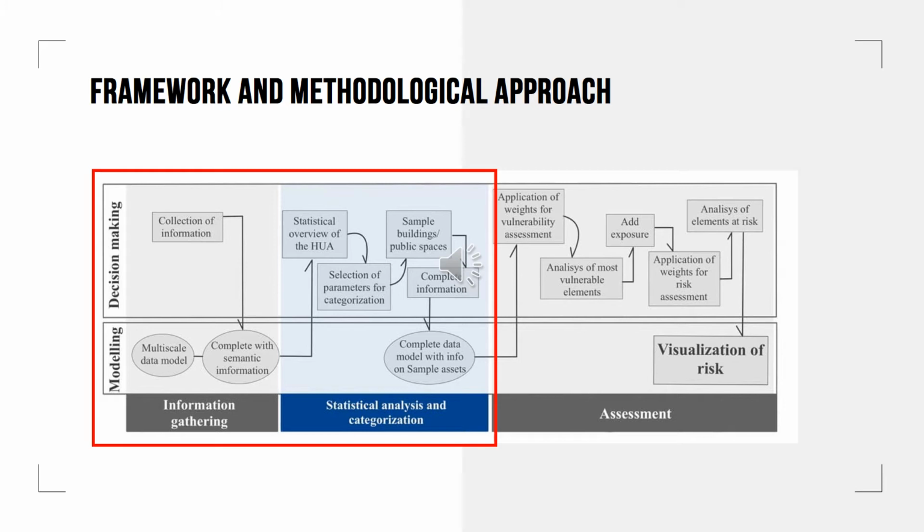The first step is the collection of information to feed a multi-scale data model, which in turn provides a statistical overview of the historical area and feeds the sample building categorization process explained in section 4 of this paper. That composes the second step. The more complete information gathered during this process is the basis of the last and third step, the vulnerability and risk assessment. Therefore, this paper encompasses the two steps shown in this figure: the information gathering and the statistical analysis and categorization.